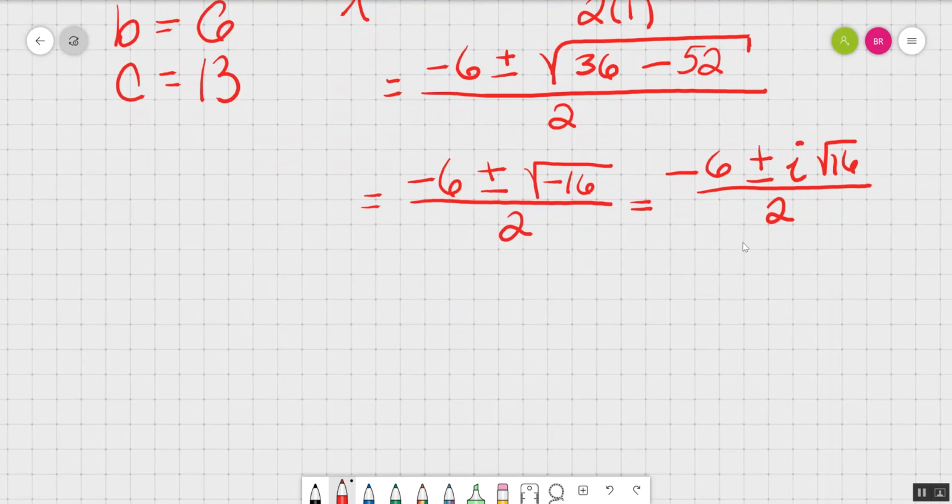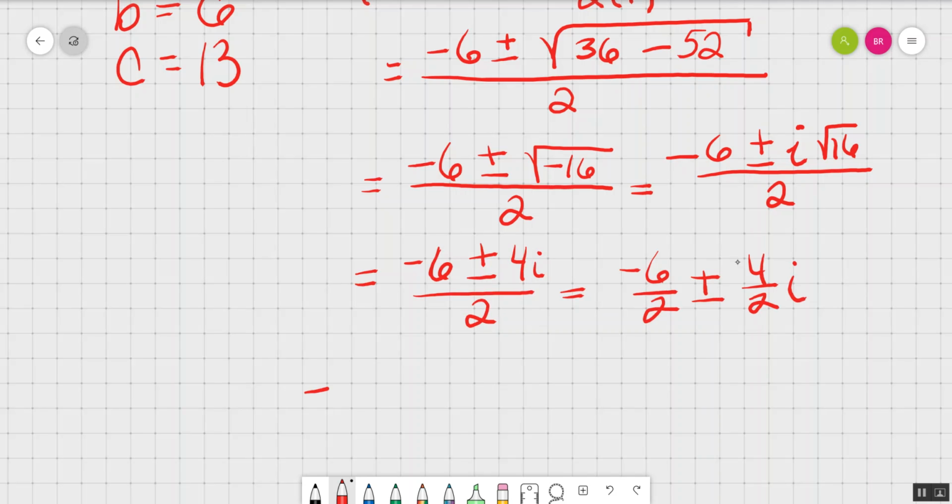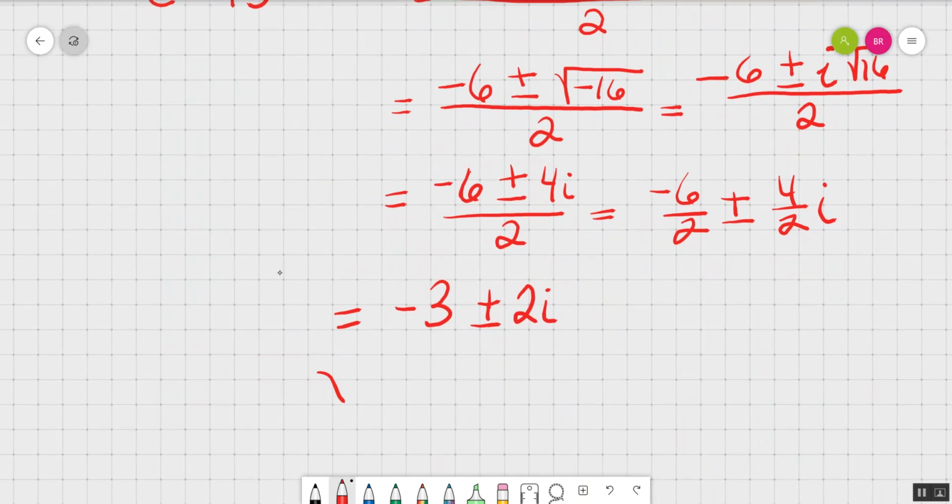Let's roll her up again. Negative 6. Hopefully you know the square root of 16 is 4, so I have 4i over 2. Let's split the numerator so I can reduce both these. Negative 6 over 2 is negative 3. Plus or minus 4 divided in half is 2i. So I really have two solutions here. My x is either negative 3 plus 2i, or x is negative 3 minus 2i.